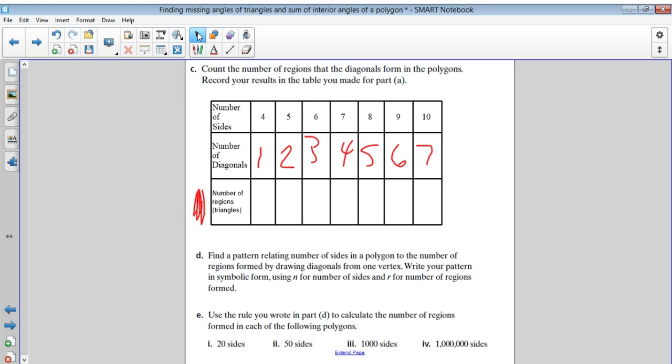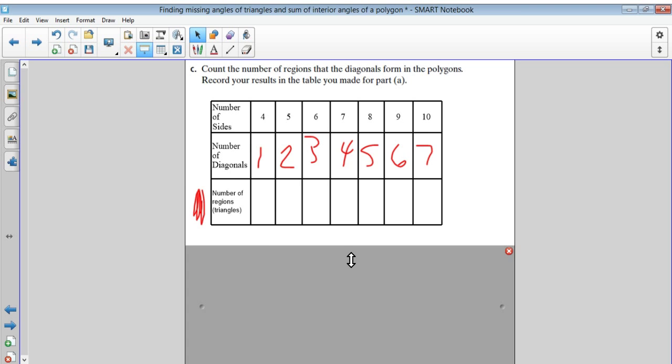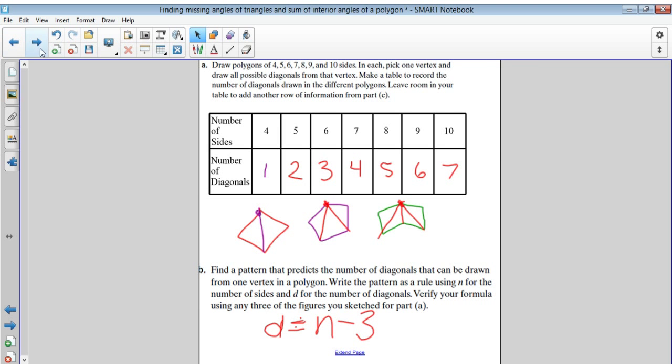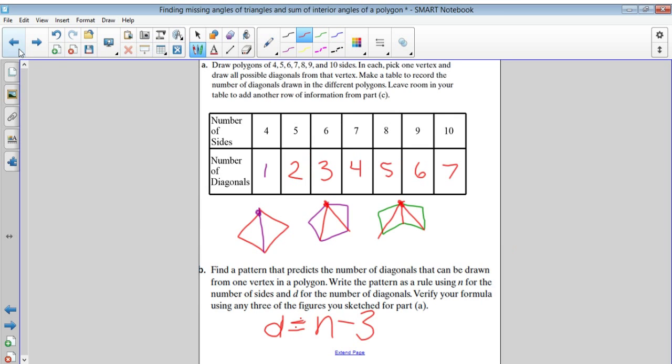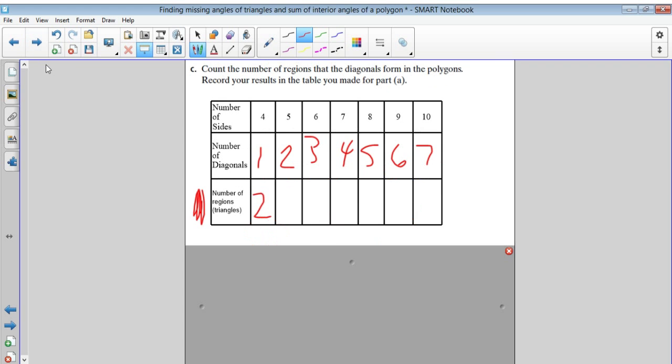So let's go back and look at that. And you have yours on your paper. I'm going to go back and forth here for a minute. Okay, it's right here. So when we have the 4-sided polygon right here, we have 2 triangular regions. So when we had 1 diagonal, we had 2 regions. When we had 5 sides, we have 1, 2, 3 triangular regions. So we have 3.